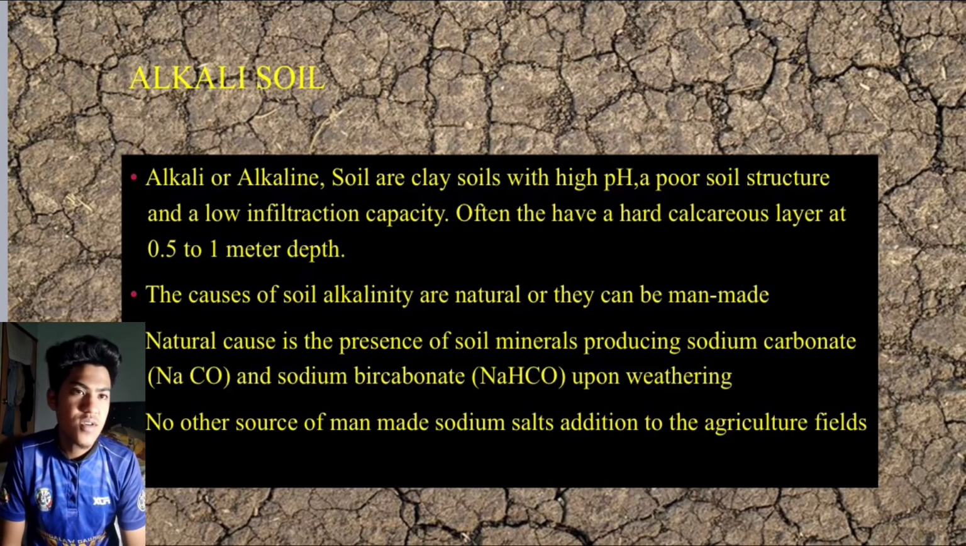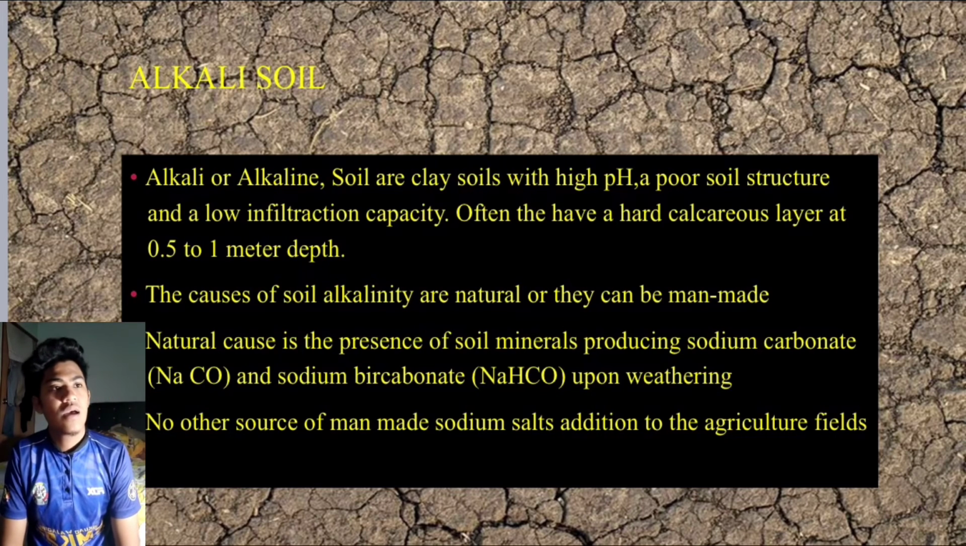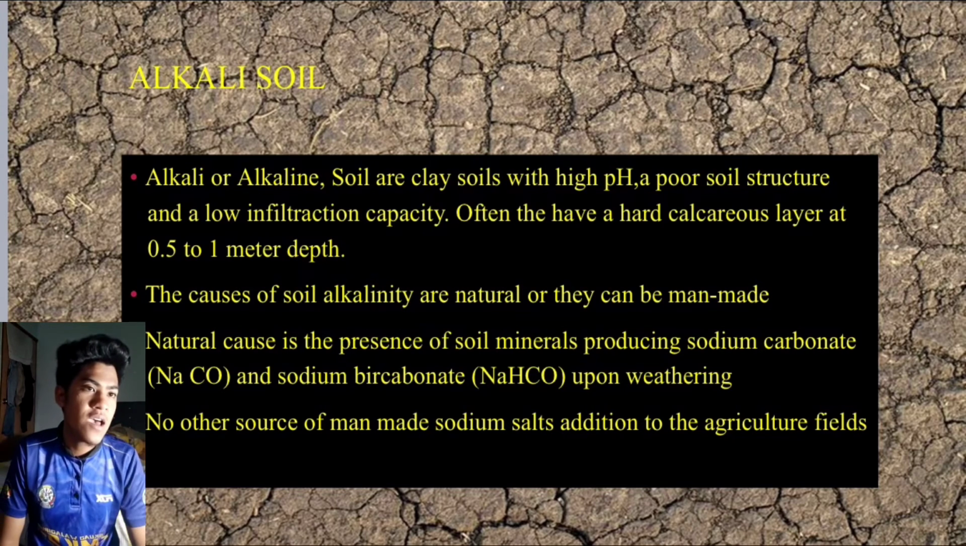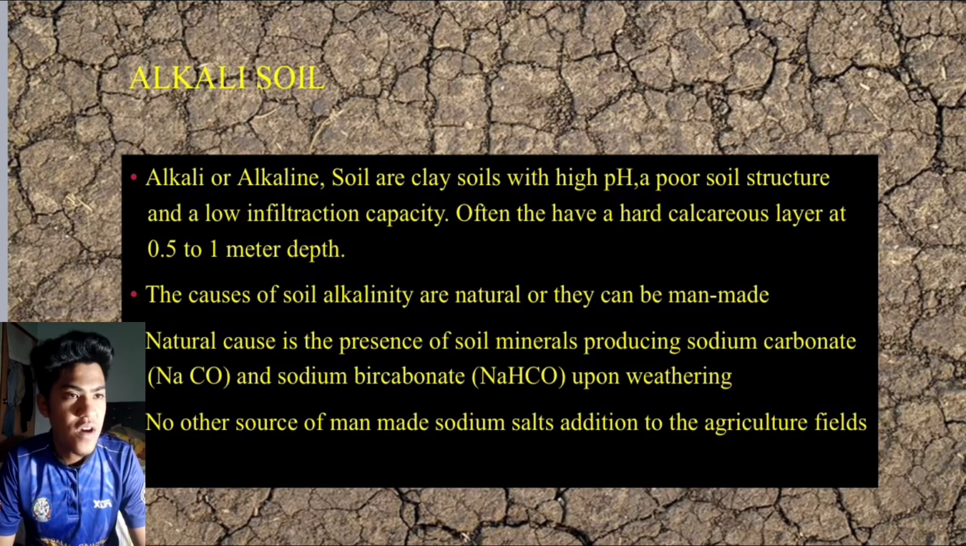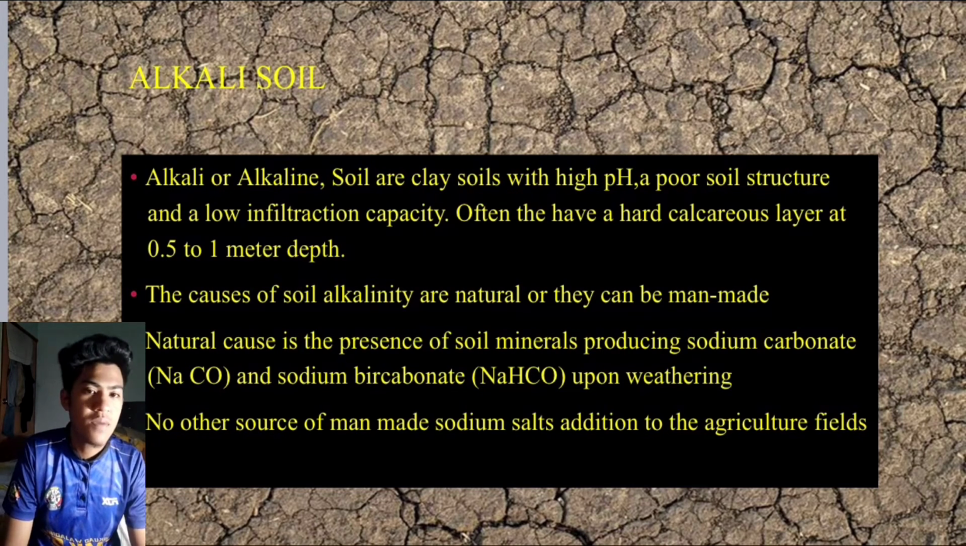Alkali or alkaline soils are clay soils with high pH, a poor soil structure, and a low infiltration capacity. Often they have a hard calcareous layer at 0.5 to 1 meter depth. The causes of soil alkalinity are natural or they can be man-made.